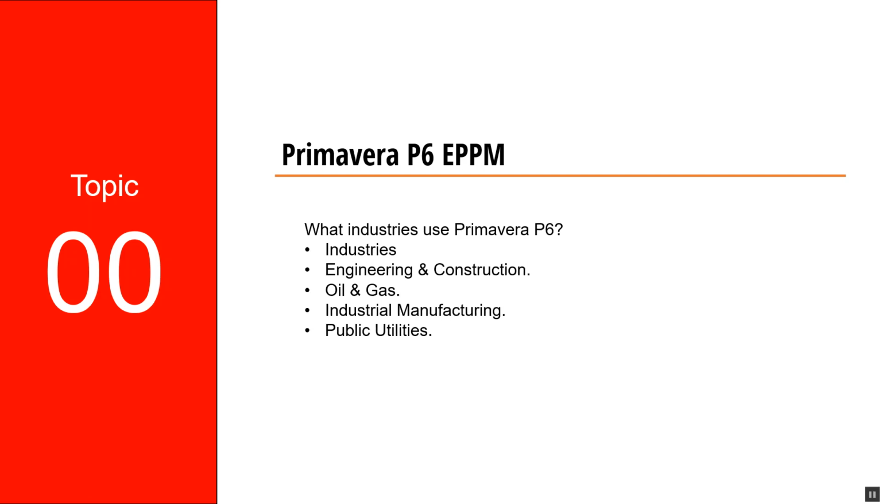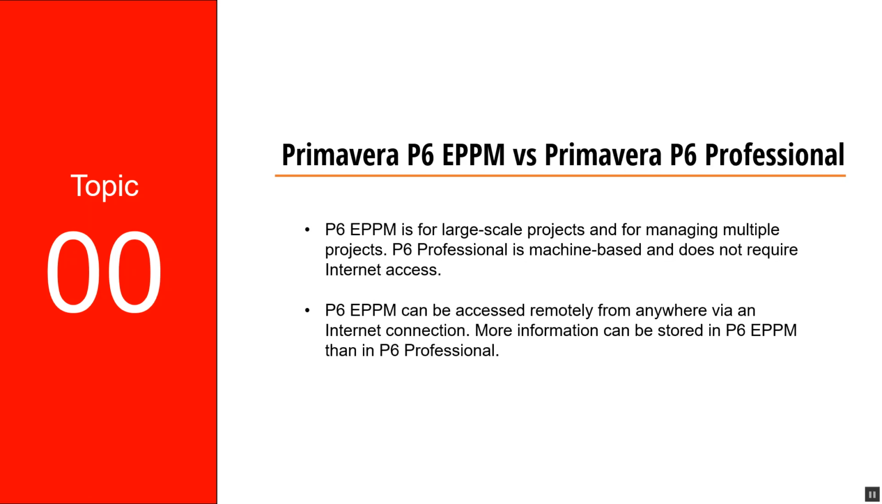It's also important to understand which types of industries are well known for using Primavera P6. Such industries are engineering and construction, oil and gas, industrial manufacturing, as well as public utilities such as governments.